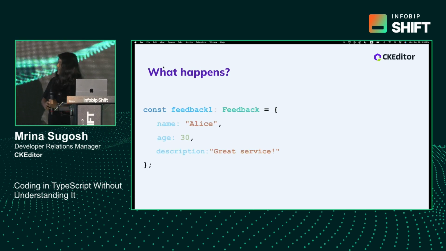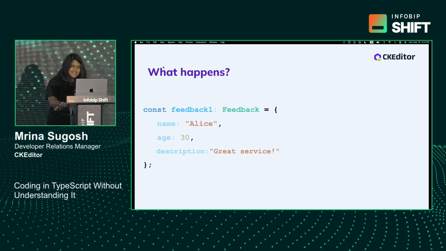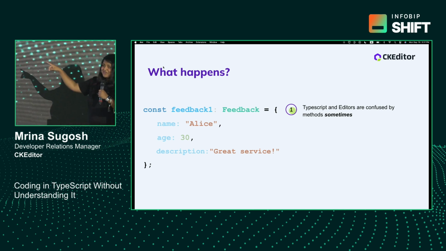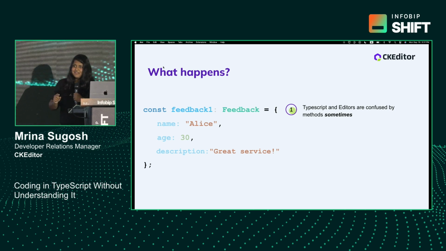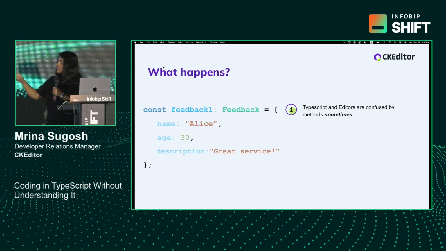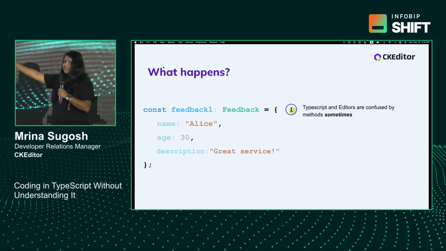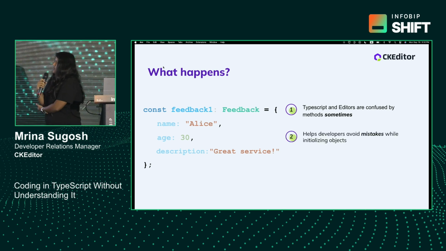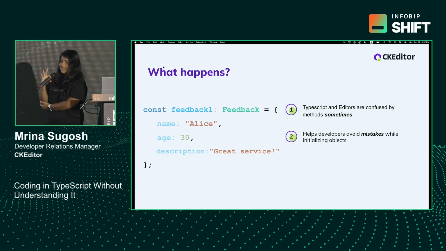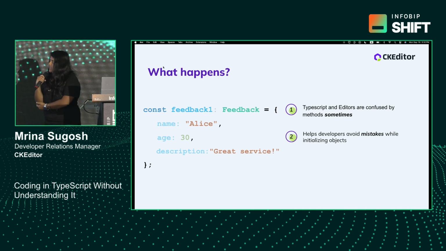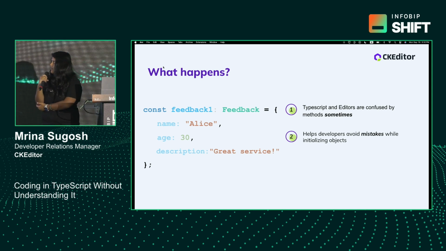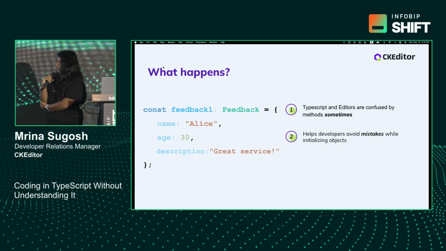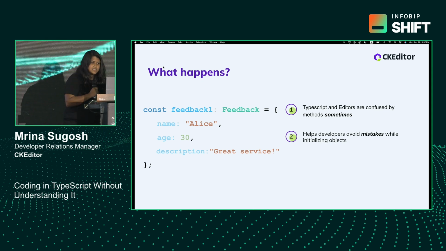But what happens is that sometimes, just sometimes, and in rare instances, editors actually get confused by the methods. They're not sure which method fits into which object because it doesn't understand that feedback needs to satisfy the feedback type, this feedback one instance. The second thing I understood is that if I don't use the word satisfies, again, sometimes editors, or even when it's compiling, don't really help me prevent errors or avoid mistakes while initializing the object. I think VS Code has gotten a little smarter in the past few months, but even then, there are times where it misses that.